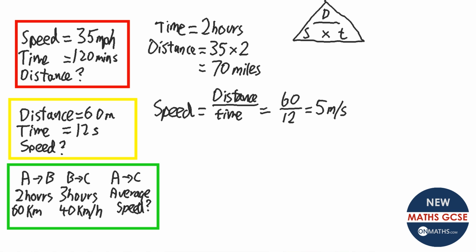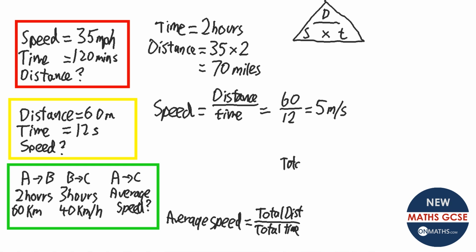So the first thing to realise is that average speed, and we can use our triangle for this. This time though, it's total distance. I'm going to run out of space, so total distance over total time. So we don't have the total distance, but we do have the total time. So let's write that in somewhere.